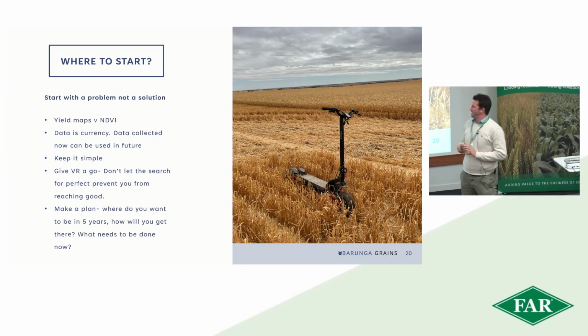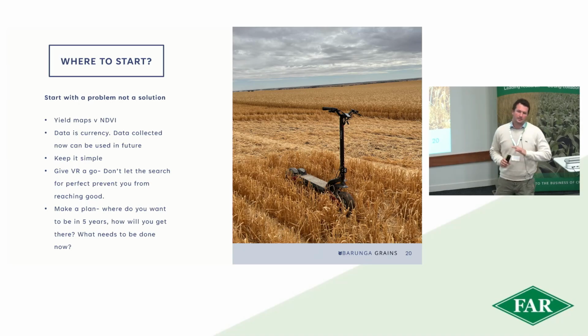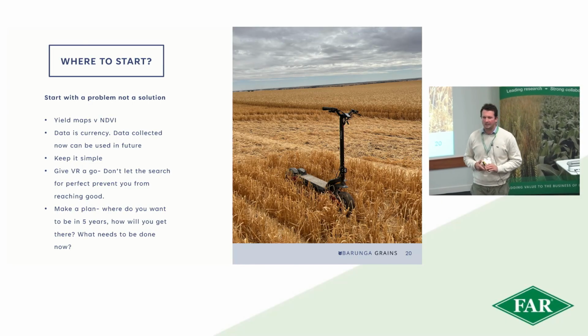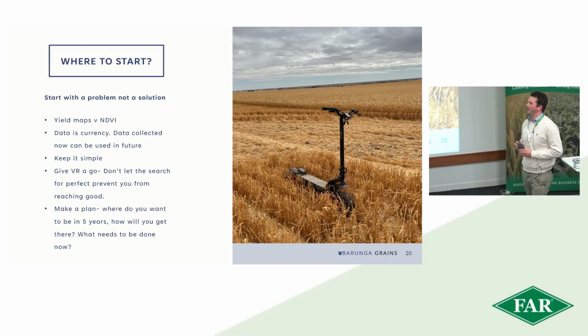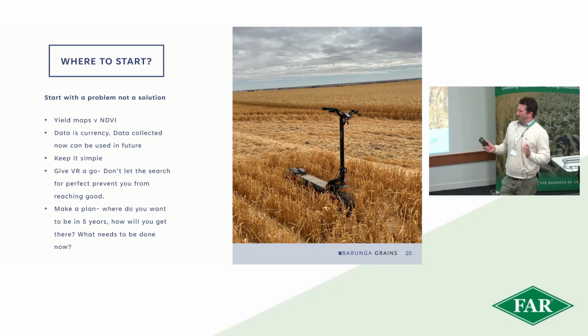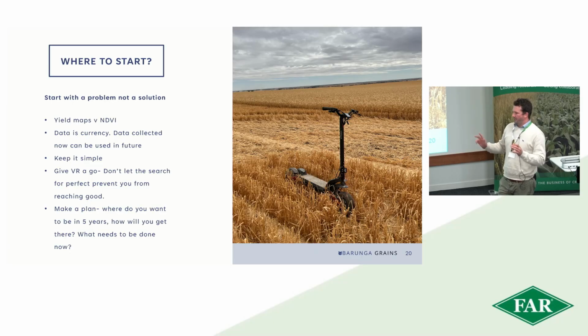So the key is just to keep it simple, give variable rate a go, and don't let the search for perfect prevent you from reaching good. So many times when you're making assumptions on variable rates, you stand up front and you say, you should do this, you should do that, and people will say, oh yeah, you made an assumption that this. Well, we're all making assumptions when we make a blanket rate, so you're already making an assumption. If you can just do a little bit, it's better than doing nothing.